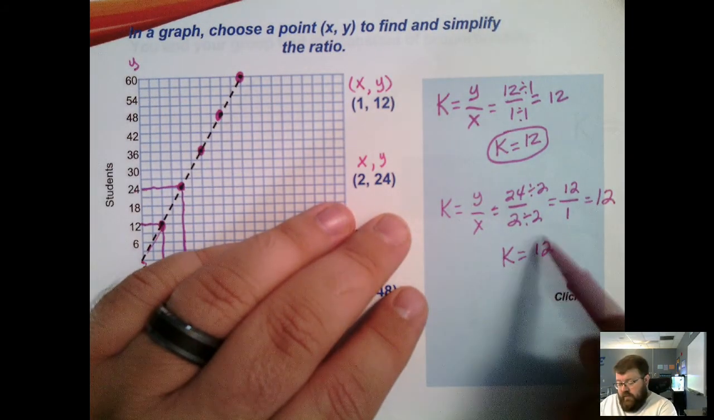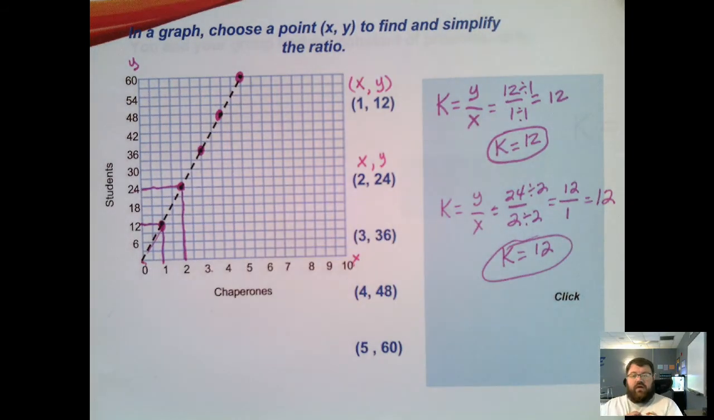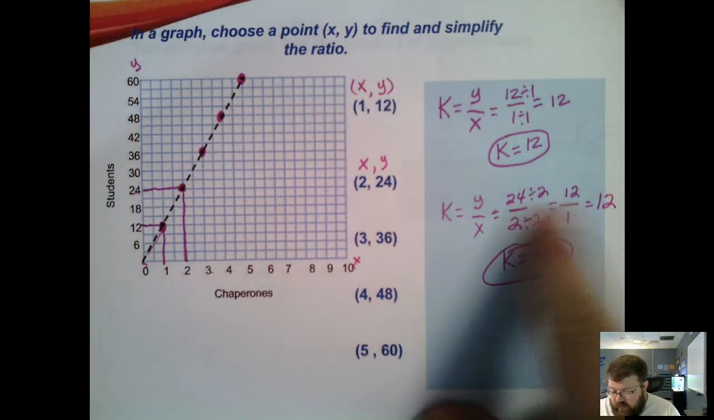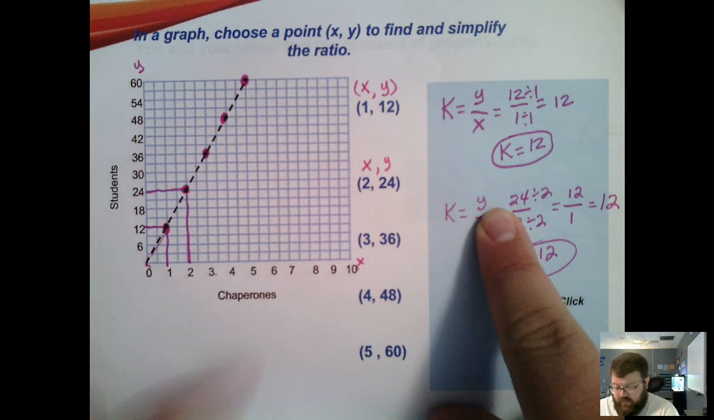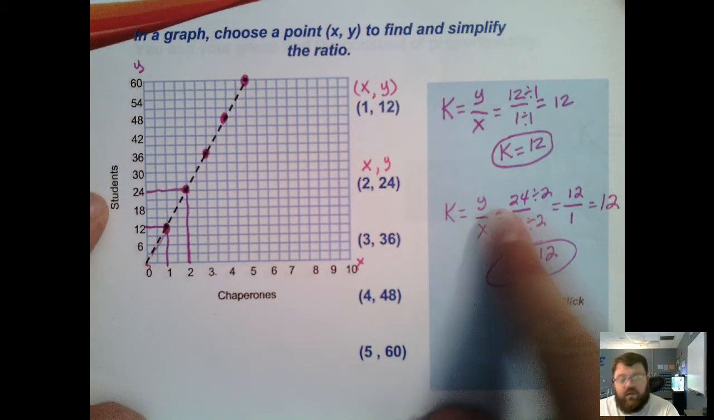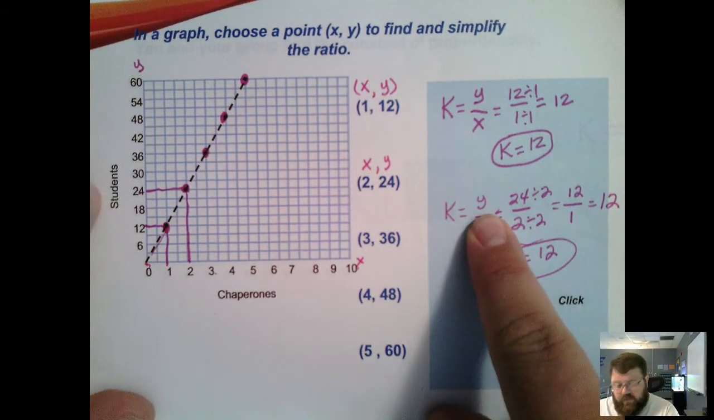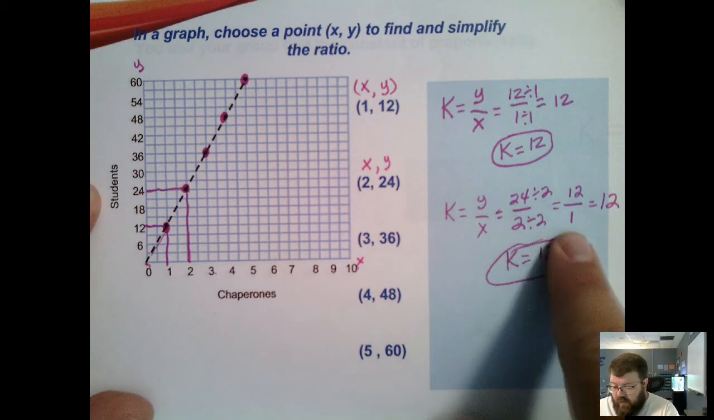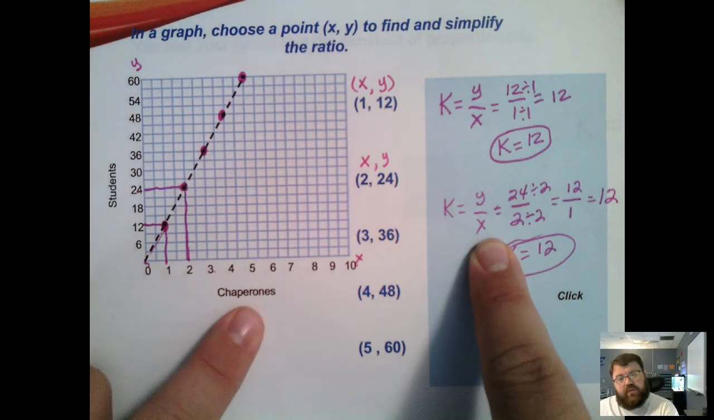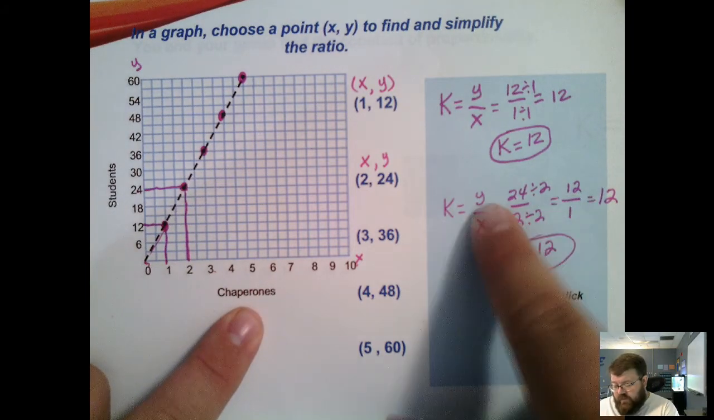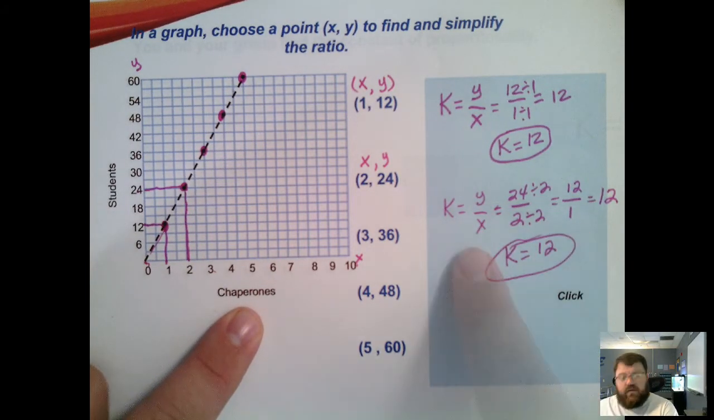Now, what does that mean? I've done this work, I've got 12, but what in the world does it mean? Okay? 12 is where the y is. What's the title of the y-axis? Students. So 12 students. 1 is the x. What's the title of the x-axis? Chaperone. So 12 students for 1 chaperone.